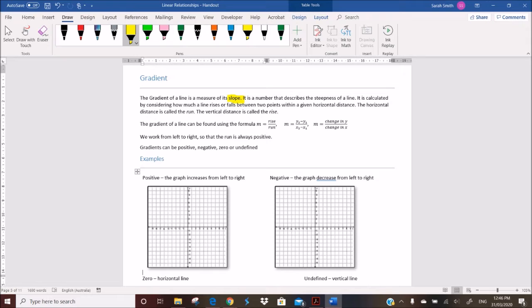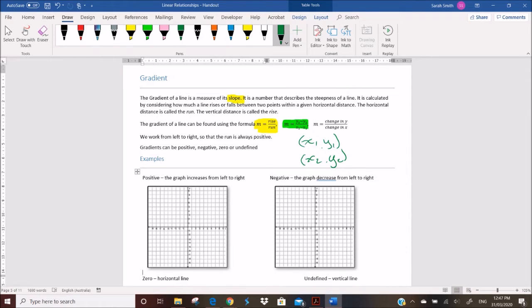So we call the horizontal distance our run and our vertical distance the rise. So there's a few different formulas. The most common formula is just rise over run. Our second formula here is m equals y2 minus y1 over x2 minus x1. This is how we'd find the gradient if we had 2 points. So we'd have our 2 points of x1, y1, x2, y2, and we just substitute those values into our formula and it gives us the gradient.